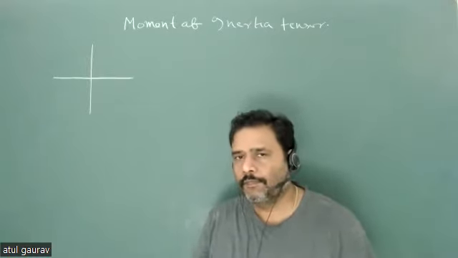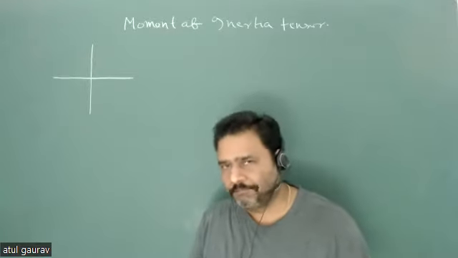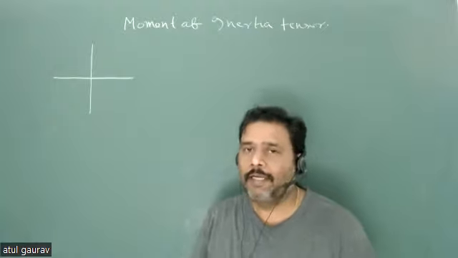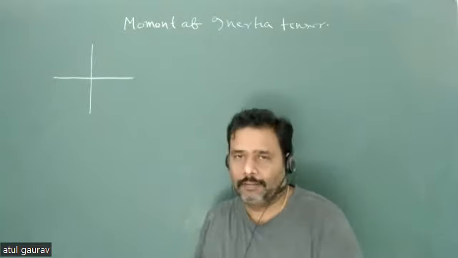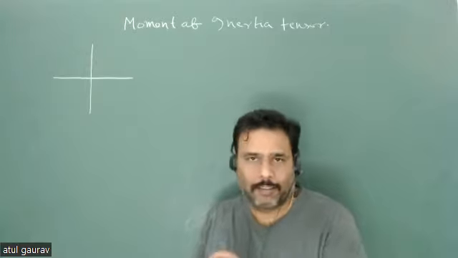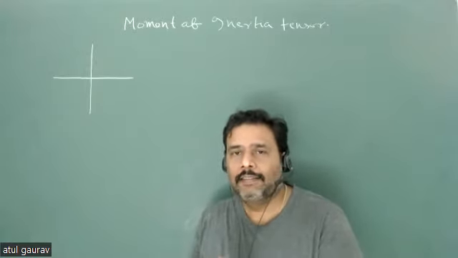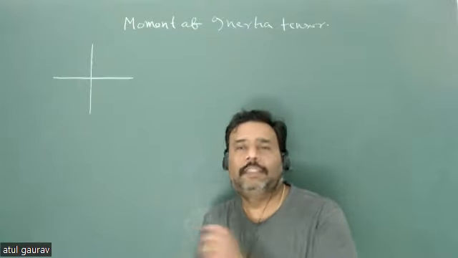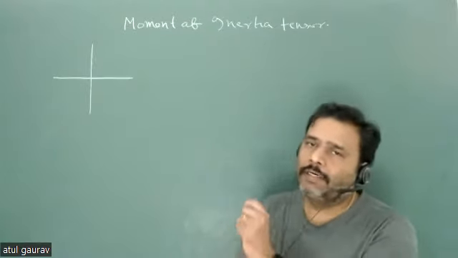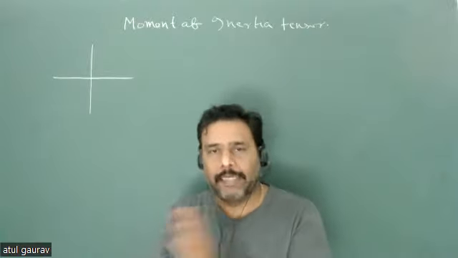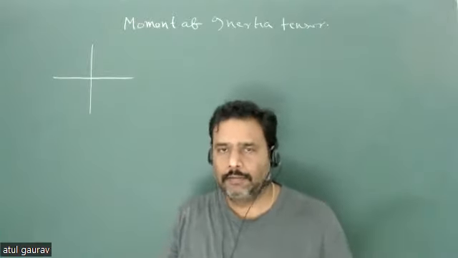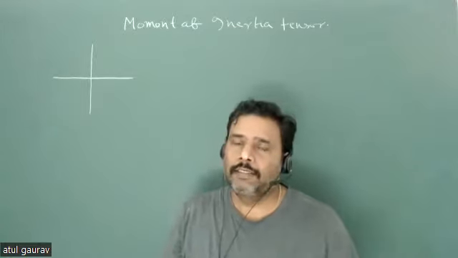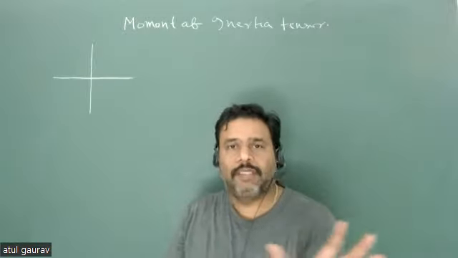Independent of choice of origin? Dependent. It is highly dependent on the choice of origin. Why? Because what are x1 and y1? They are coordinates, isn't it? Suppose I am talking about the first particle, that is x1, y1, and z1. And these x1, y1, and z1 will change if you change the origin, isn't it? So if you change the origin, then the whole symmetry is going to change.